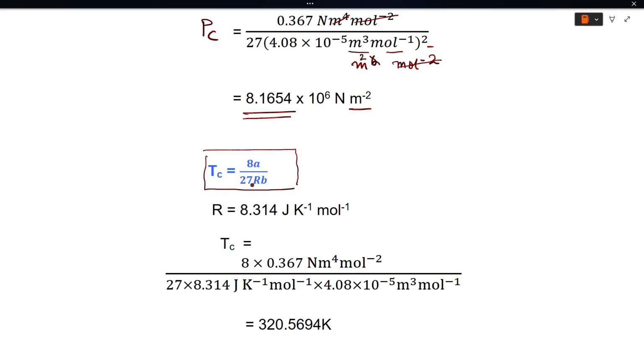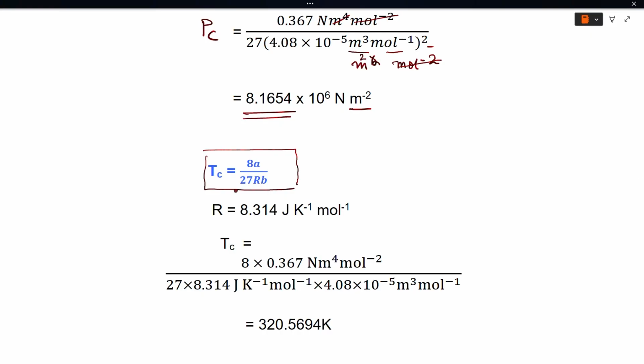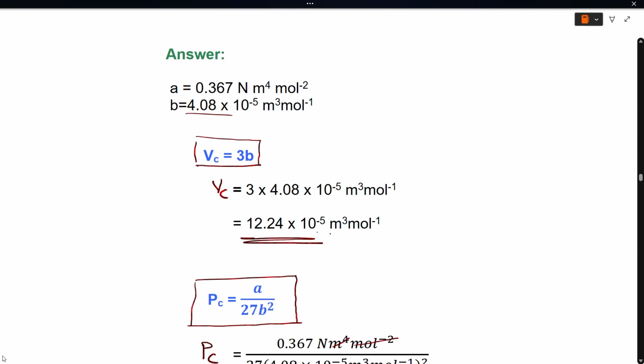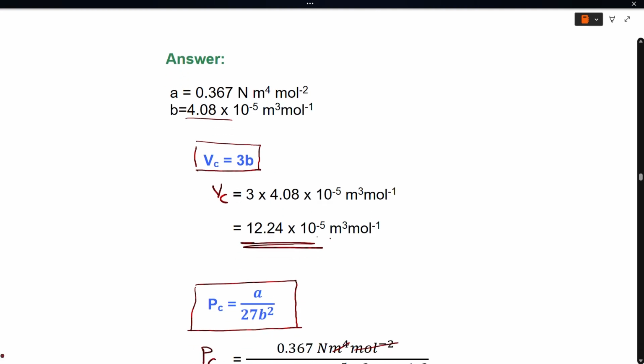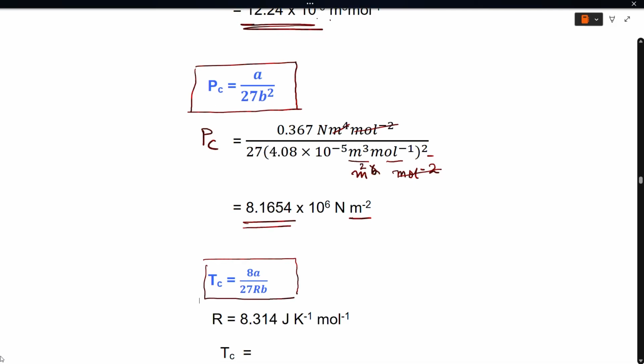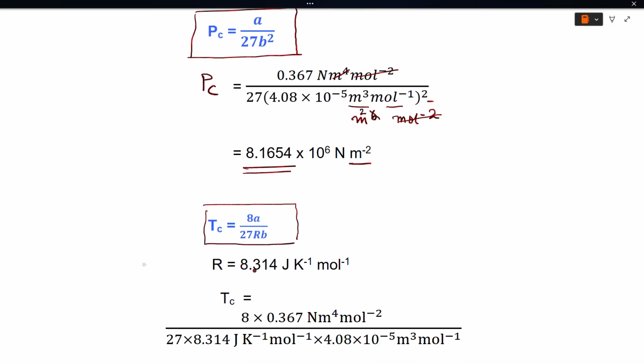Now here we don't have the value of R, it is not given, only A and B, that is the van der Waals constants are given, and therefore we will have to choose R appropriately. Now you can see the units of A, B and all are in SI units. So the value of R should be chosen in SI units, and that is equal to 8.314 joules per Kelvin per mole. This is very important, choosing the value of R.